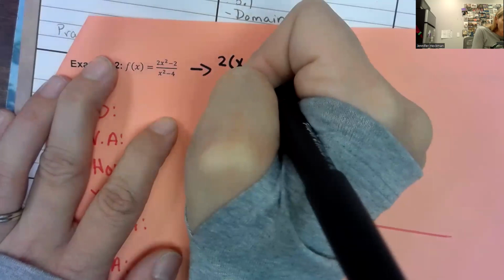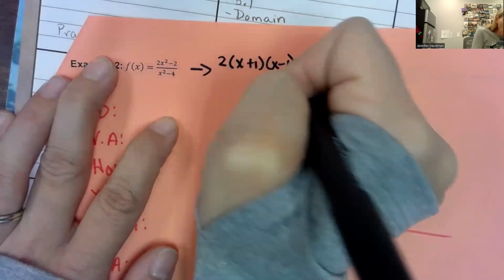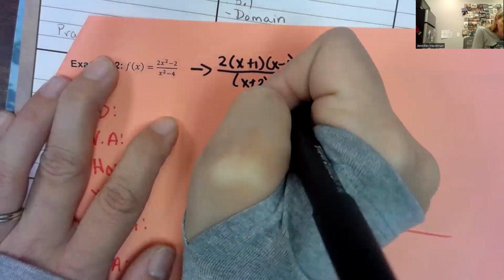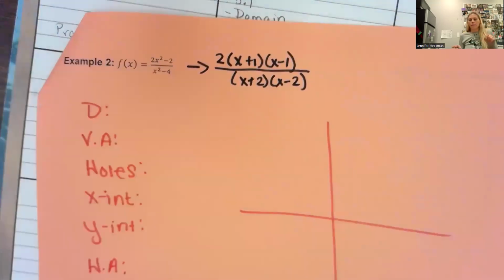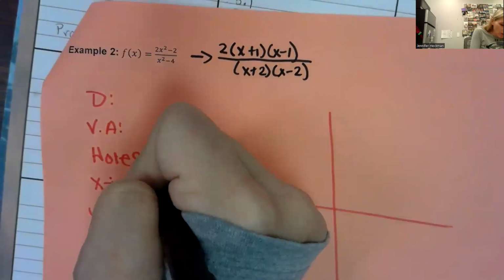Because, of course, this numerator, we can factor out a 2, and then we have the difference of squares. So we end up with x plus 1 times x minus 1. And on the bottom, it's a difference of squares. So we have x plus 2, x minus 2. Very good. Okay, nothing to cross off, so we know we have no holes.